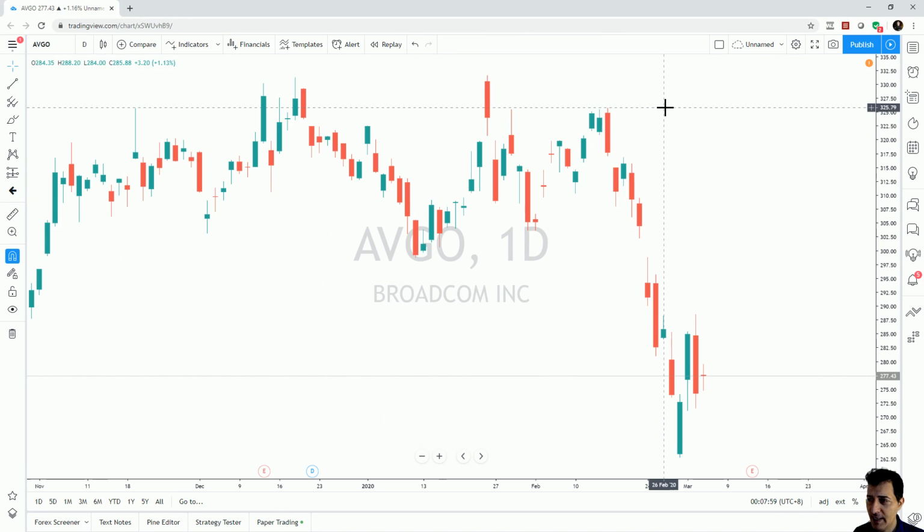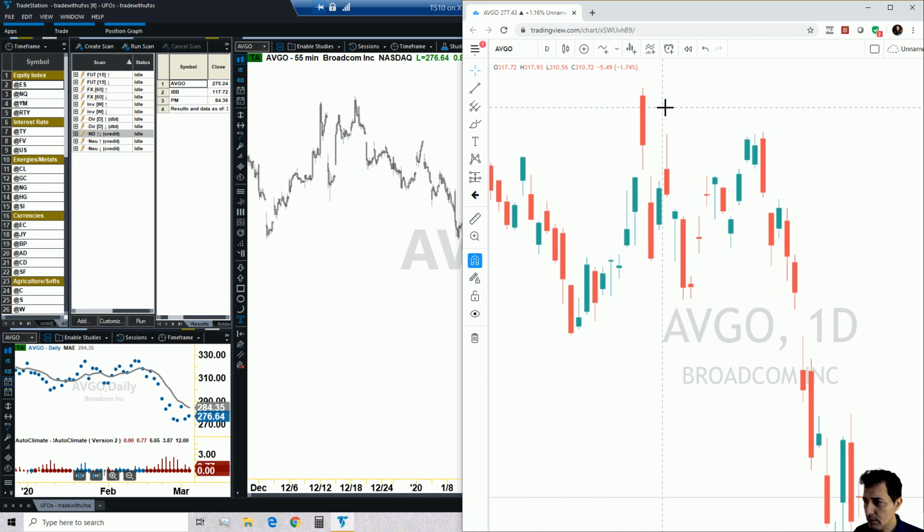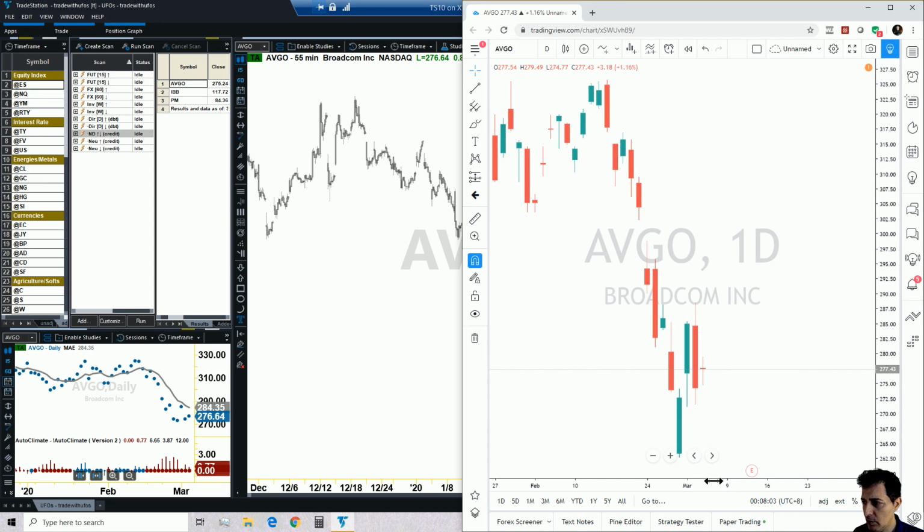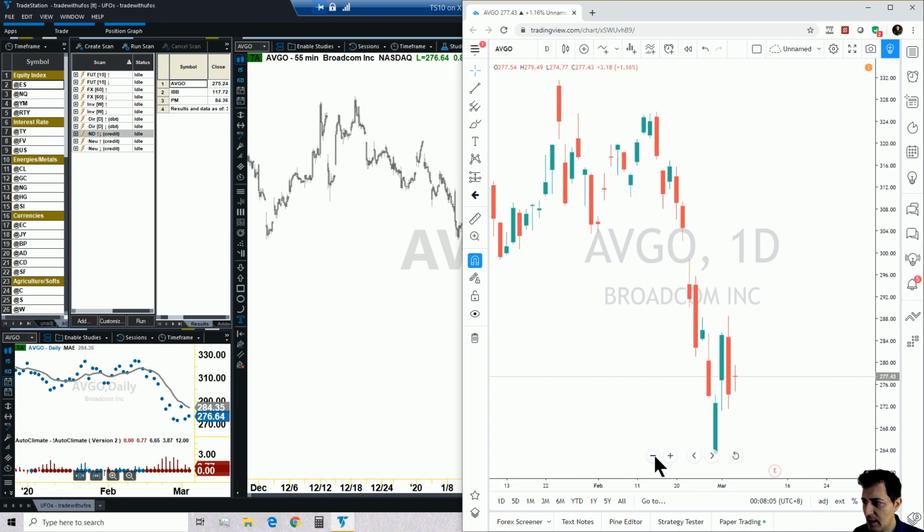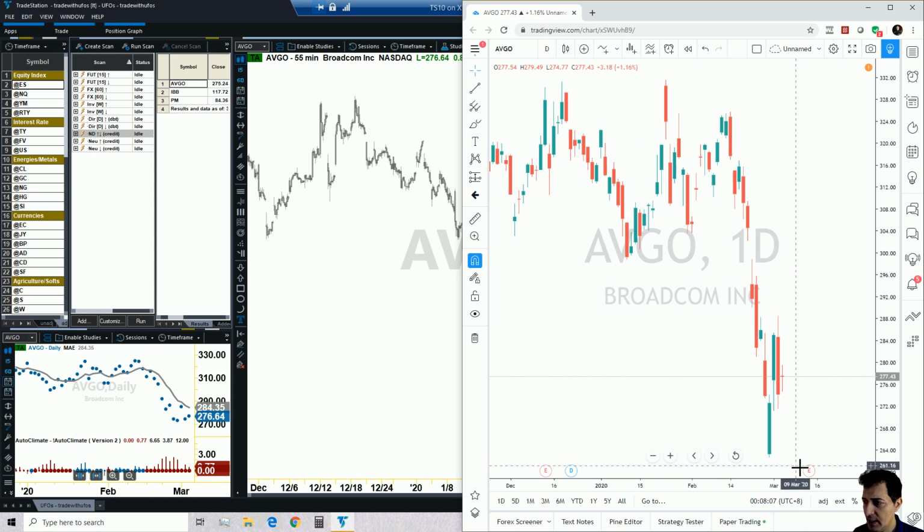So I am loading here TradingView. Let me make this a bit smaller. And here you can see the red bubble with the letter E. That's going to be the next date for earnings, which is the 13th of March. Okay, the 13th of March. Keep that date in your mind.